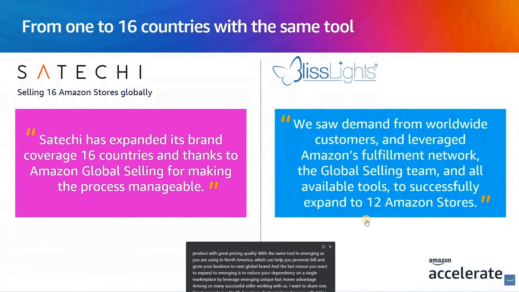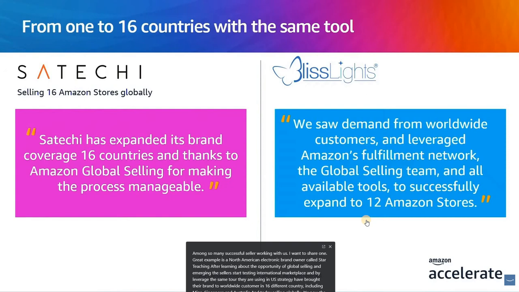After learning about the opportunity of global selling and emerging, the sellers start testing international marketplaces. And by leveraging the same tools they are using in the US, Satechi have brought their brand to worldwide customers in 16 different countries, including MENA, Singapore, and Australia. And today, selling globally is now the major growth driver of their overall business.